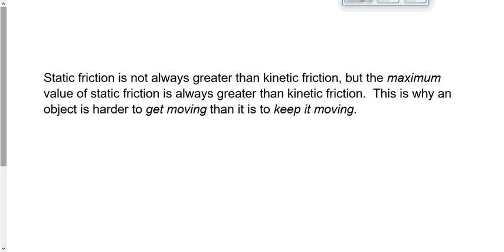Static friction in itself is not always greater than kinetic friction. In the example that I gave you, kinetic friction was 42. Static friction could have been 49, but static friction could have also been 30. Static friction in itself is not always bigger than kinetic friction, but the maximum possible value of static friction is always greater than kinetic friction. So kinetic friction in that example was 42. Static friction could have been whatever, depending on how hard I pushed, but the maximum static friction was 50, which is bigger than the kinetic friction. Let's do an example here now.